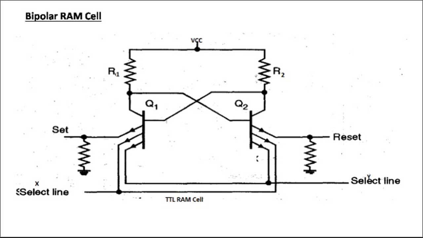Memories that consist of circuits capable of retaining their state as long as power is applied are known as static memories. I repeat again. Memories that consist of circuits capable of retaining their state as long as power is applied are known as static memory. These are random access memory, hence commonly called static RAM memories, retaining their states.